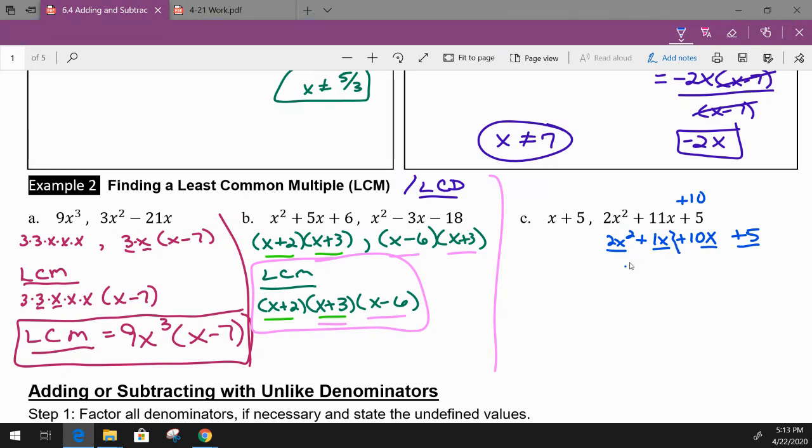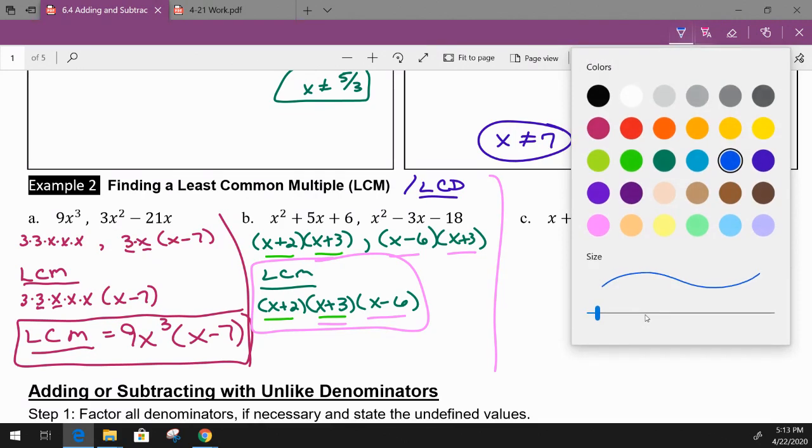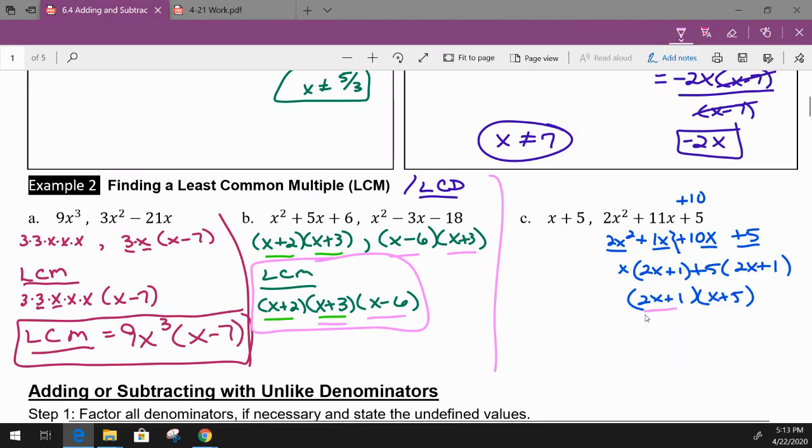We can factor out x, which leaves us with 2x plus 1. Factor out a positive 5, which again gives us 2x plus 1. And then factor out the 2x plus 1, and then we have the x plus 5. All right, so these are the factors of this trinomial.